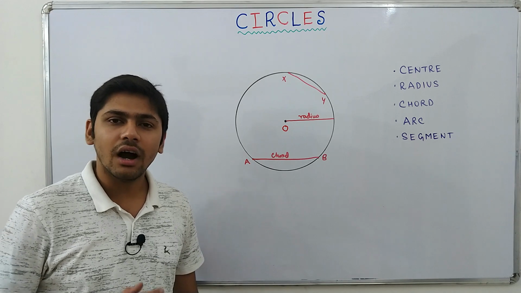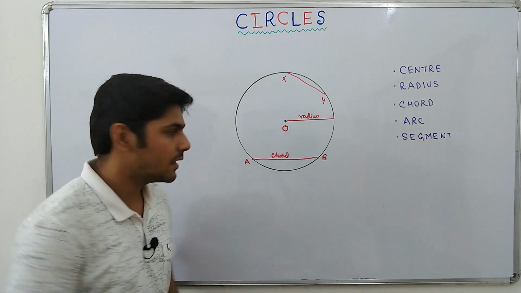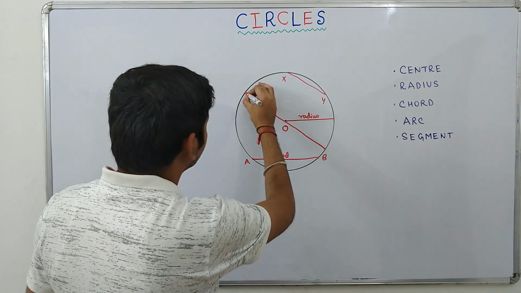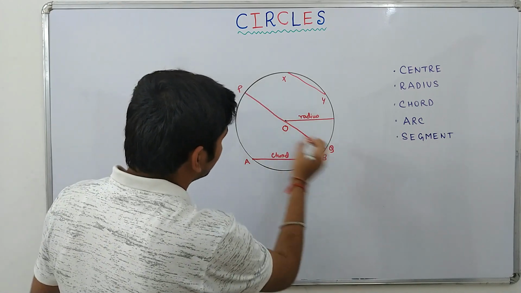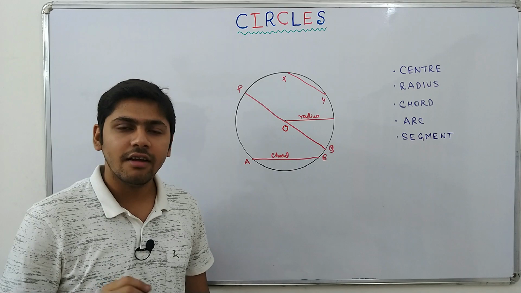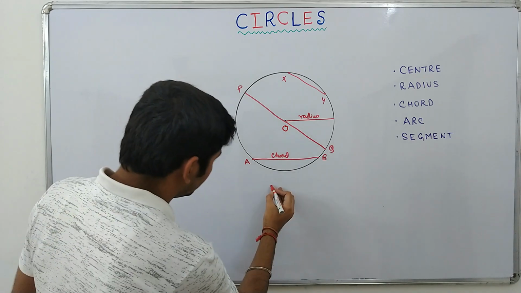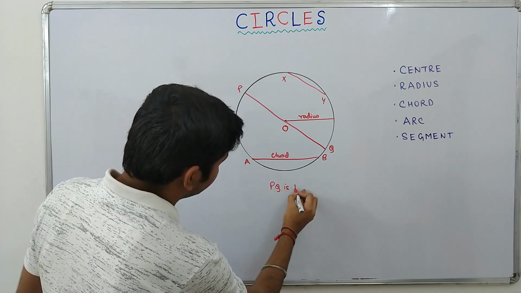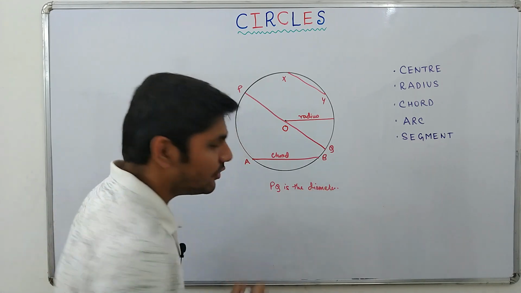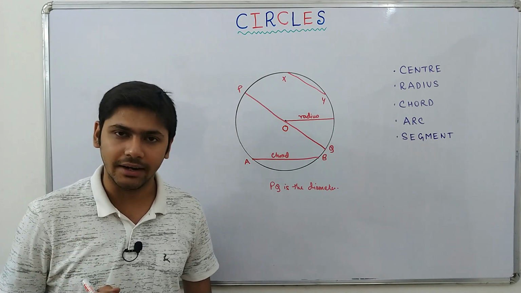Okay? Now a chord which passes through the center of the circle is the diameter. Say we have a chord which passes through the center of the circle, say PQ. So PQ is the diameter. So remember this, a chord which passes through the center of a circle is the diameter. I'll write it down. So PQ is the diameter. And we all know that diameter is twice the radius. Okay, so keep it in mind.